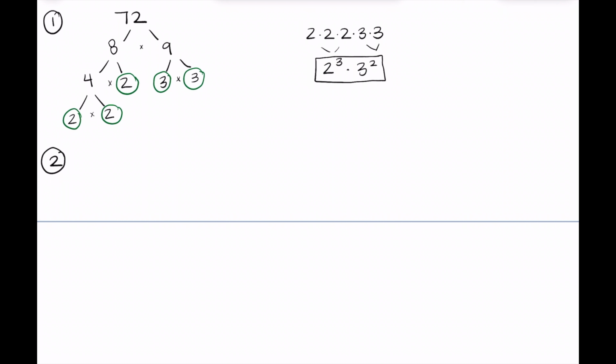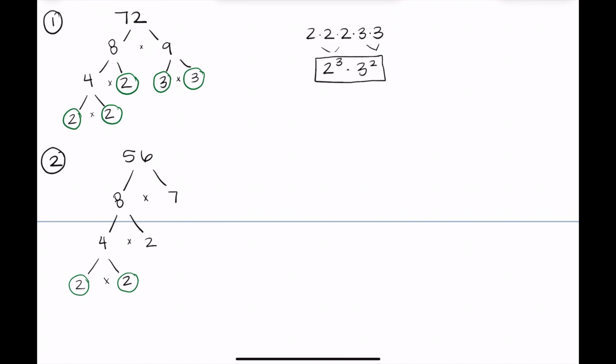All right, let's move on to our second example for today. We are given 56. We know that 56 breaks out into 8 times 7, right? The 7 is actually prime, so we can leave the right-hand side alone. Now we'll simplify the left-hand side. 8 breaks up into 4 times 2. We know that the 2 is prime, but the 4 will break up into 2 times 2. So at this point, we have all prime numbers.